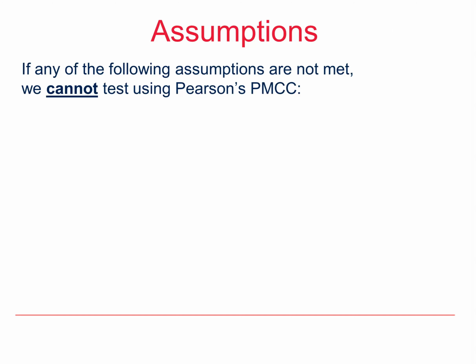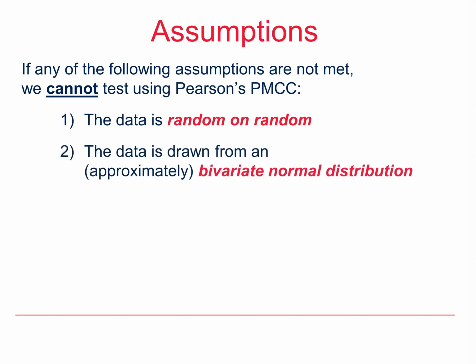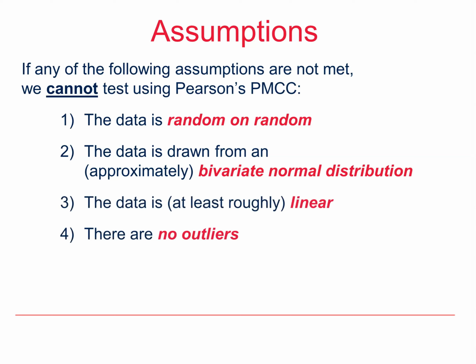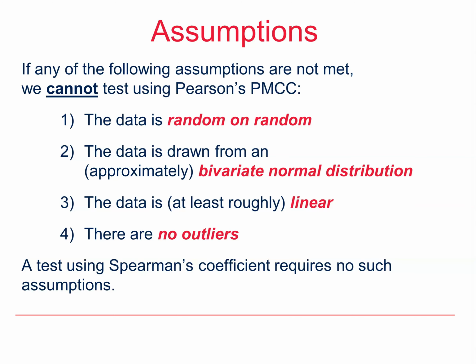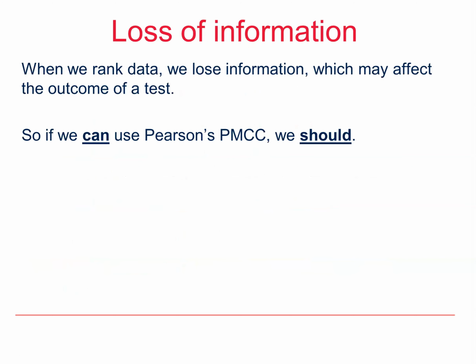But if we want to use Pearson, it must satisfy all of these conditions. Remember that if the data is bivariate normal, the scatter diagram will be roughly elliptical. Whereas a test using Spearman requires no assumptions. Do remember that if we use Spearman, we lose a lot of information, since we're using the ranks and not the actual data. So if we can use Pearson, we should do.